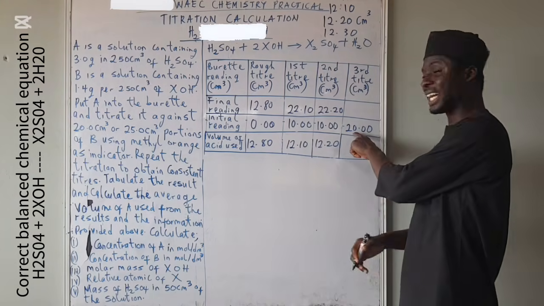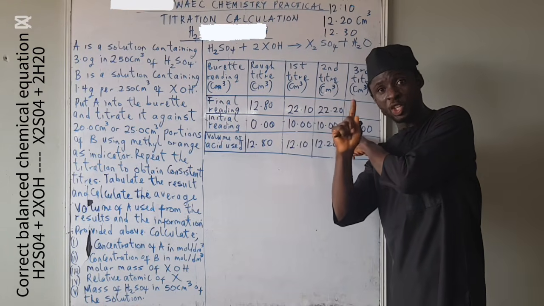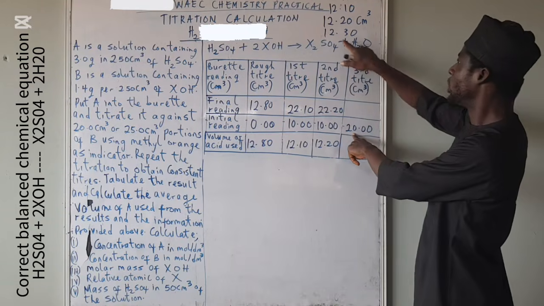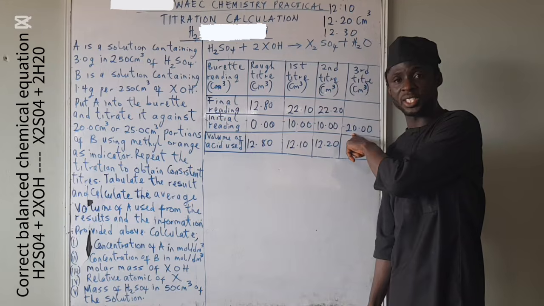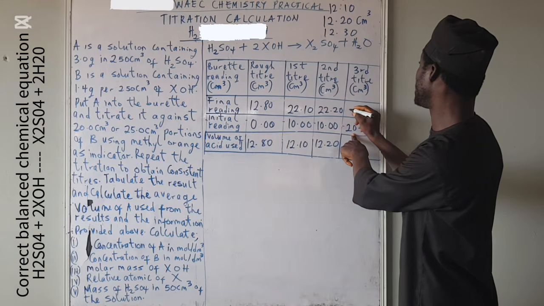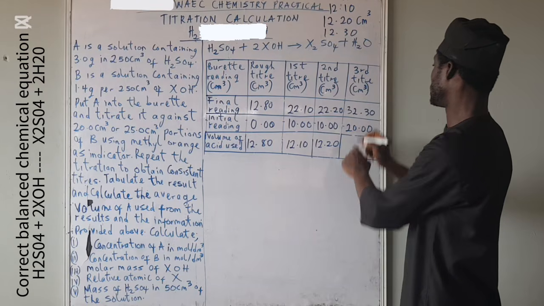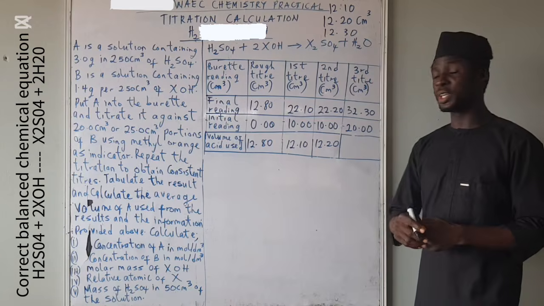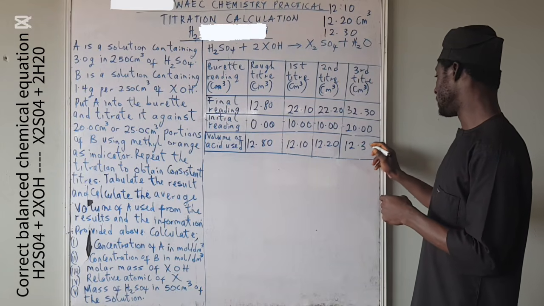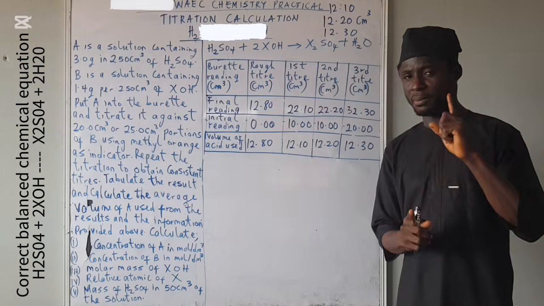Note that this is 20. That is the initial point of running my acid into my base. That is my initial reading. So I'll add it to 12.30 because I want to get 12.30 as my volume of acid used. So this one will give me 32.30. If I remove 20 from 32.30, I'm going to get 12.30. And don't forget, your reading must be in 2 decimal places.